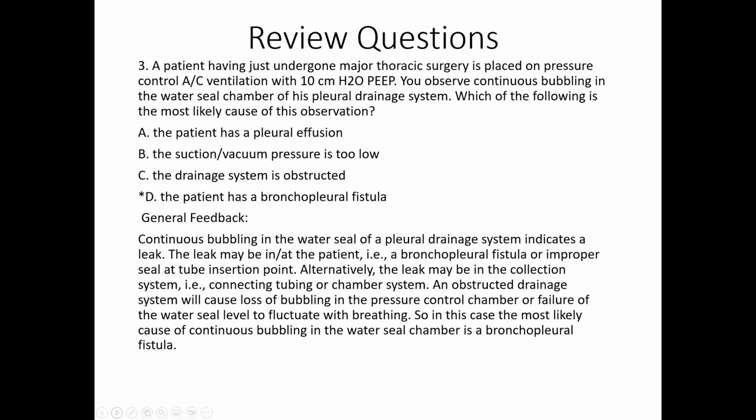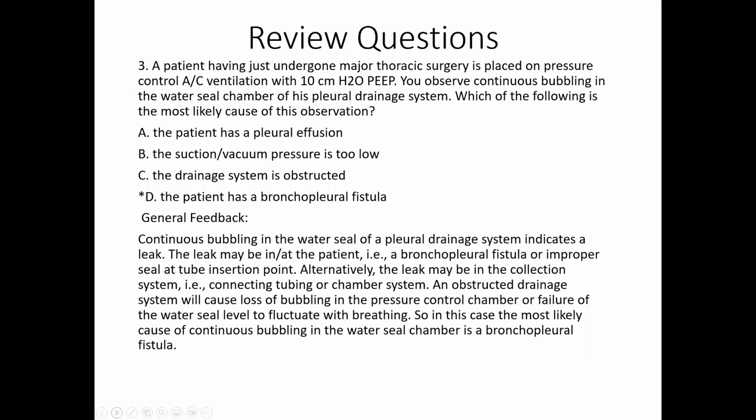Patient having just undergone major thoracic surgery is placed on pressure control, AC ventilation, PEEP 10. You observe continuous bubbling in the water seal chamber of the pleural drainage system. Which of the following is the most likely cause of this observation? D, the patient has a bronchopulmonary fistula. There's a reason why they're put in, okay? The other major thing that you're going to see is the tidal volume you deliver, 500, whatever that tidal volume is, you're not going to usually be substantially less. So what's most insightful here is the reason, okay, the general feedback.